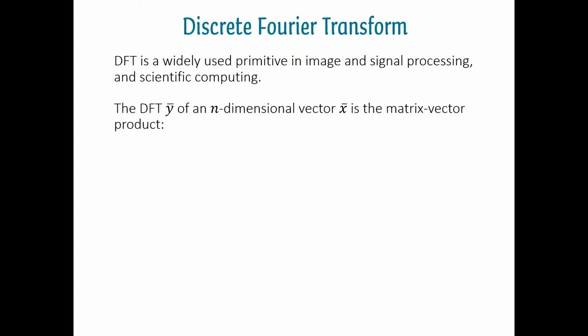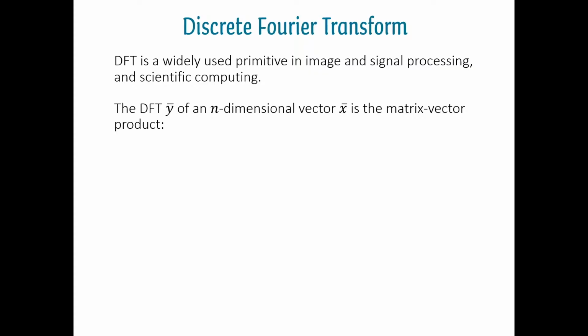So what I'll be talking about now is how do you do discrete Fourier transforms using these matrix tensor core units, and then how do you use discrete Fourier transforms to improve the running time of stencil computations, which appear often in scientific computing. The discrete Fourier transform, as I was saying, is widely used in image and signal processing and scientific computing.